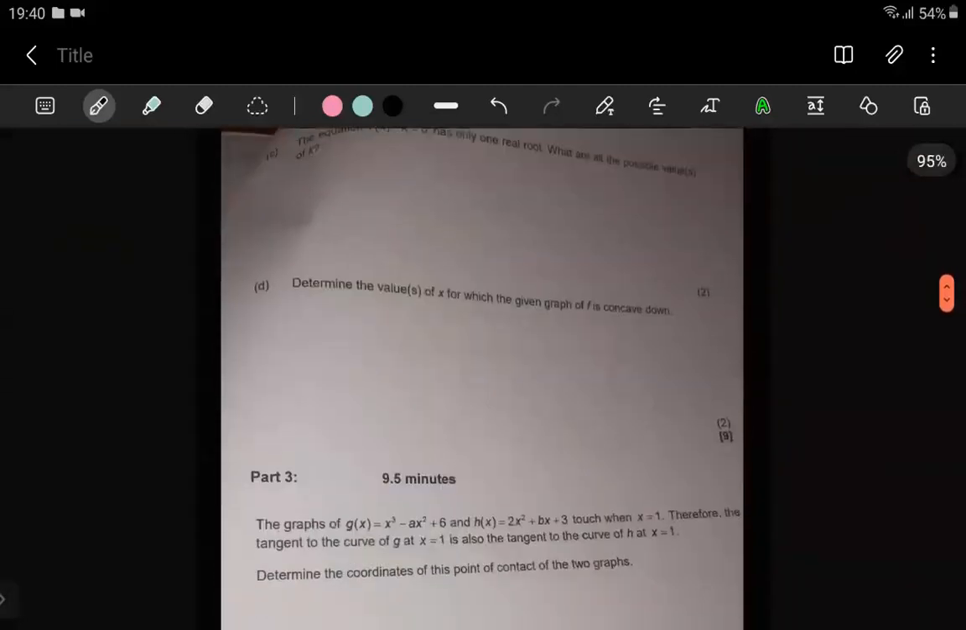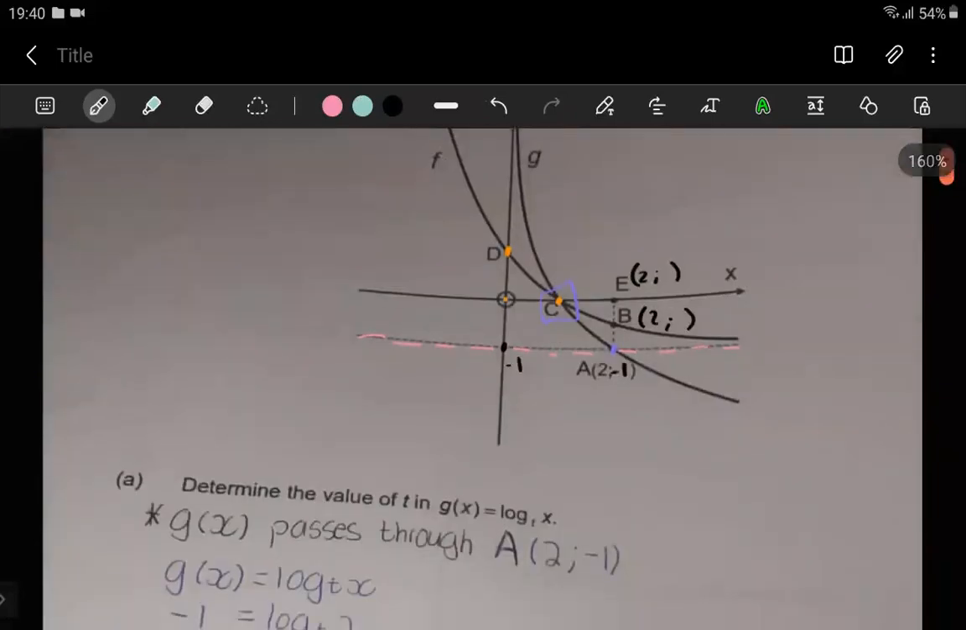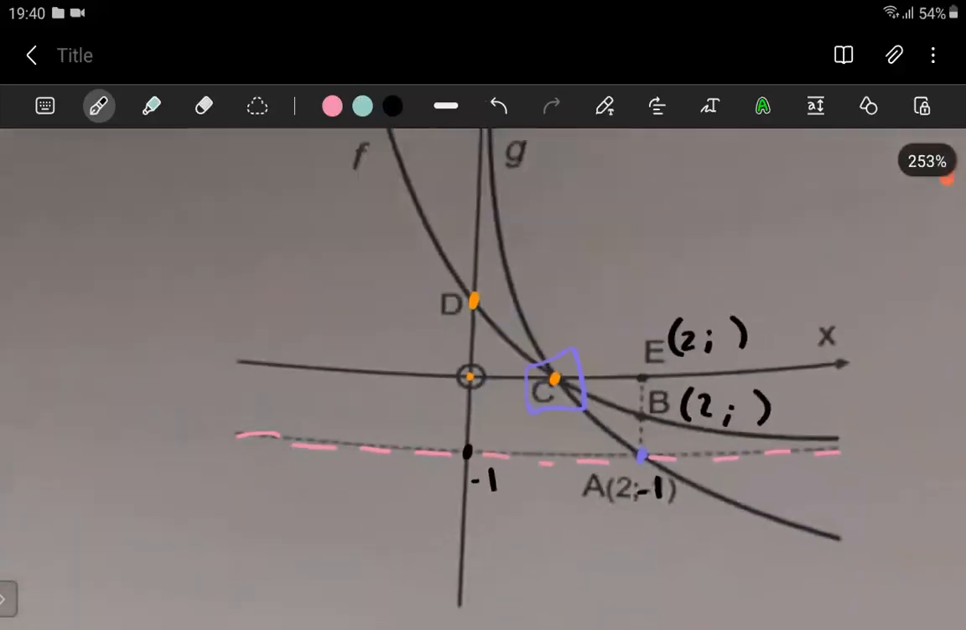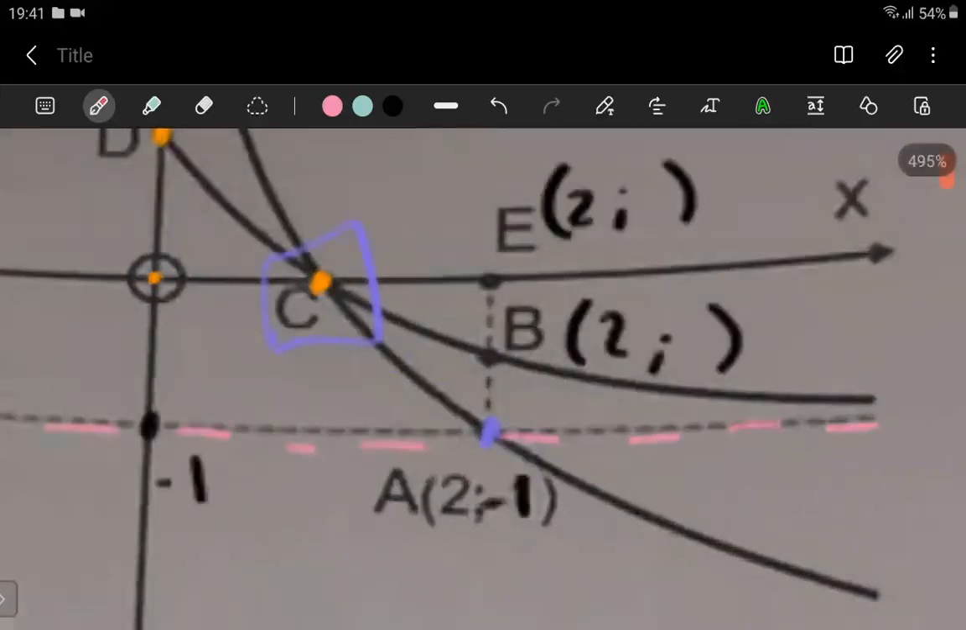Next is calculate the length of AB. So calculate the length of AB. AB is 2 points that are directly one above the other. So what can we do to get the length of AB? Because this is what AB is.